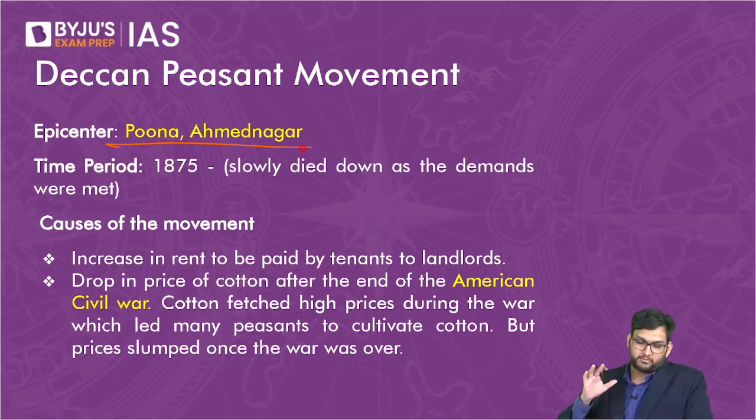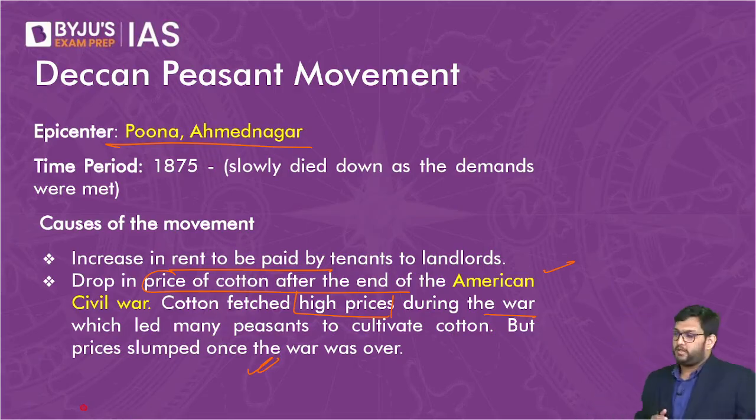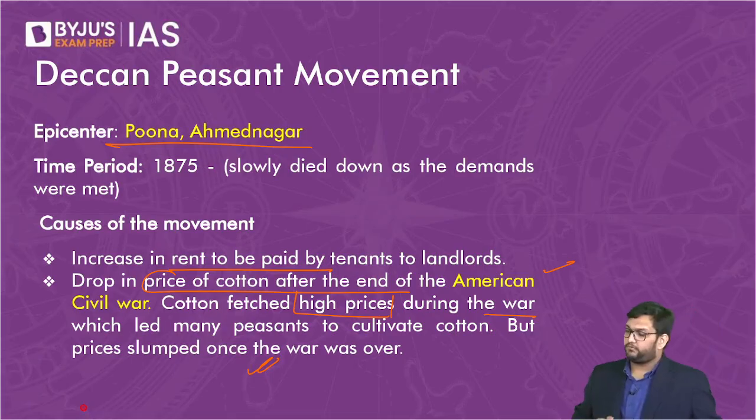Slowdown is going to happen later, and it will slowly die out generally. The causes are the increase in the rent paid by tenants to the landlords, and the drop in cotton prices after the end of the American Civil War. Cotton fetched high prices during the war, which led many peasants to cultivate cotton. But thereafter, the price went extremely low.